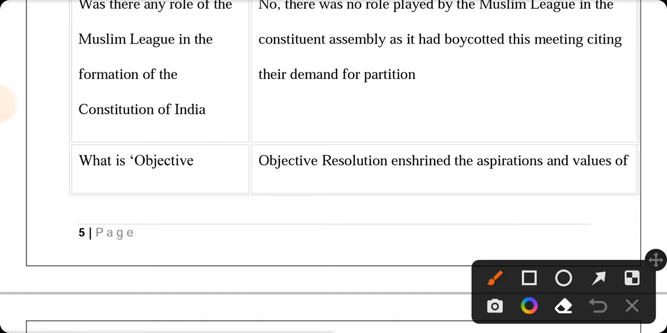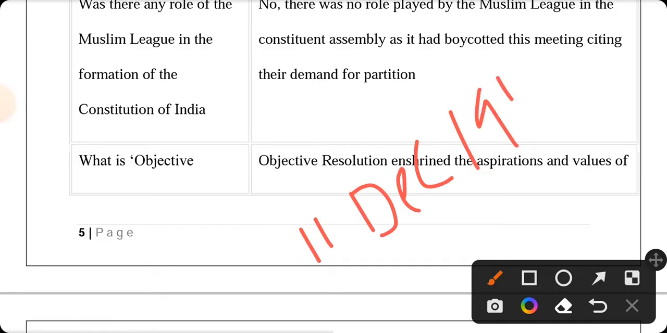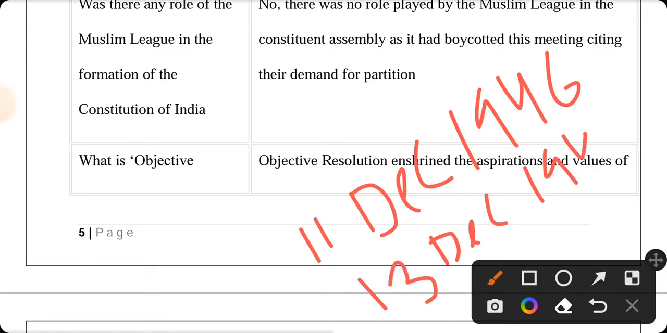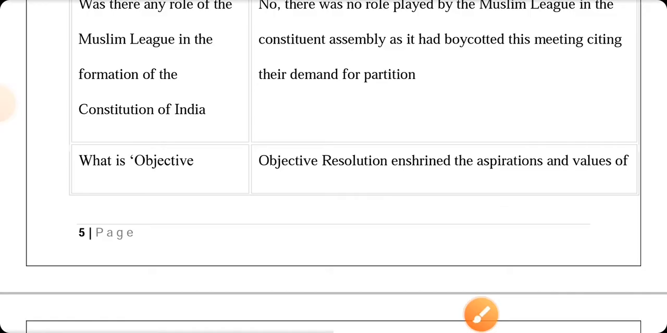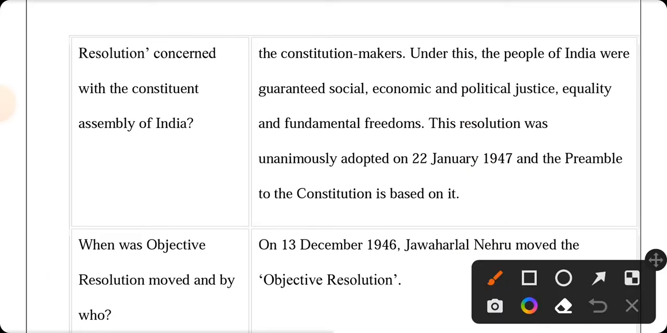The Constituent Assembly met a second time on 11th December 1946. During this session, Dr. Rajendra Prasad became the permanent president. H.C. Mukherjee became vice president of the Constituent Assembly. On 13th December 1946, an objective resolution was moved by Jawaharlal Nehru. Right here, the objective resolution was moved by Jawaharlal Nehru.